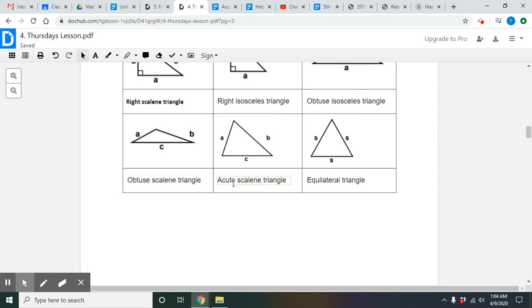All right, let's go to acute scalene triangle. Now, are any of these more than 90-degree angles? No. Does this have a right angle? No. Which is why this leads us to believe that this is an acute triangle.